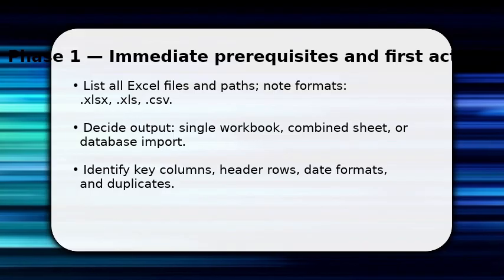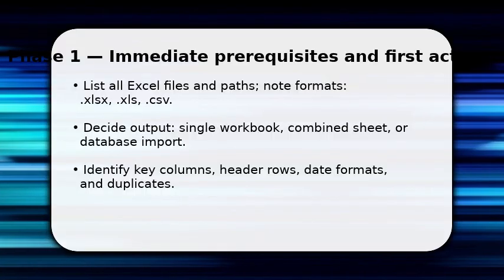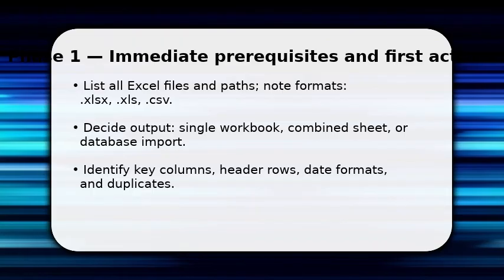Once done, create a working folder and copy all source files there so you never alter originals. Make sure to record sample row counts and a unique key column. This helps when you reconcile duplicates and map columns later.